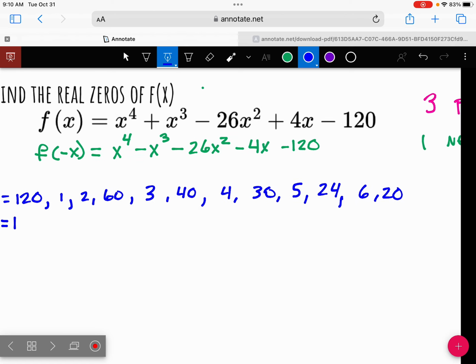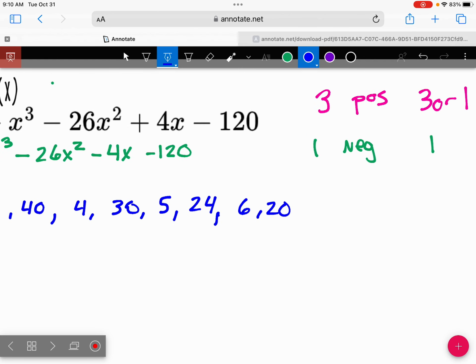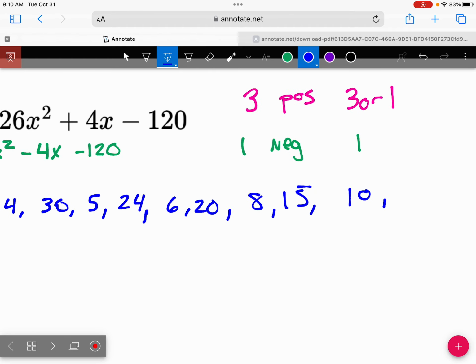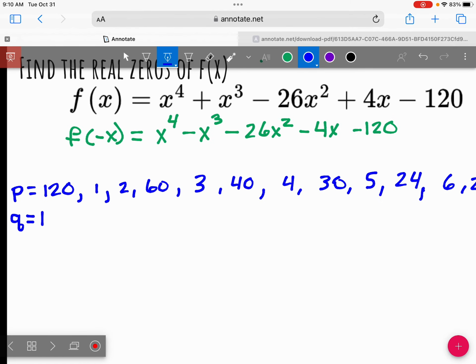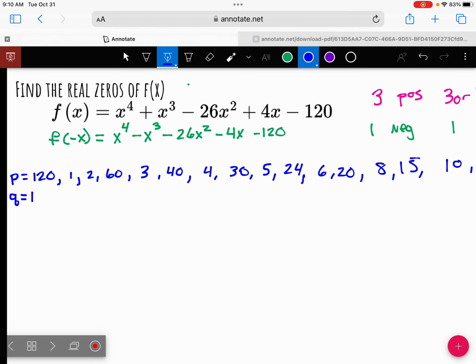Okay. So what other ones did we have? 8 and 15, 10 and 12. And that's our full list of factors of 120. With our q being 1, this is also our list of all possible options if we add plus or minus in front of all of them.